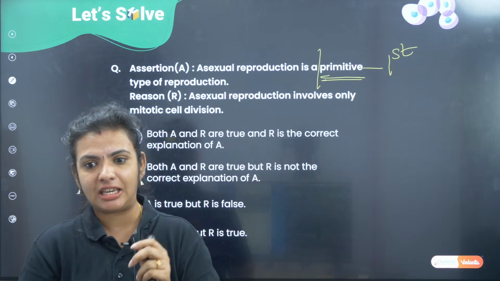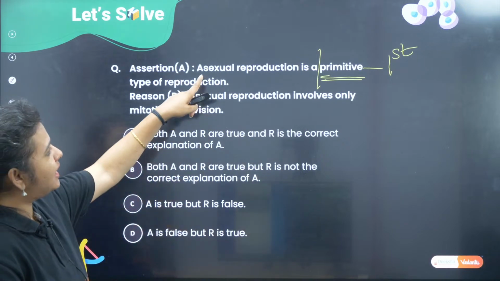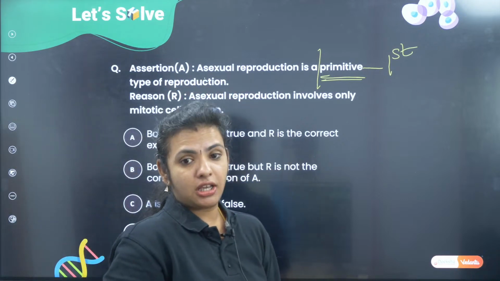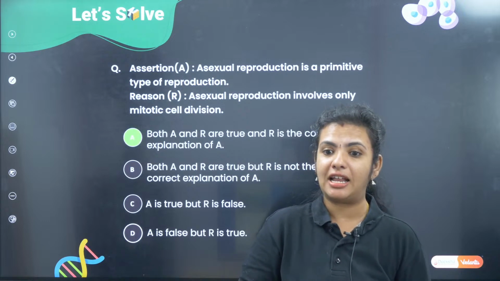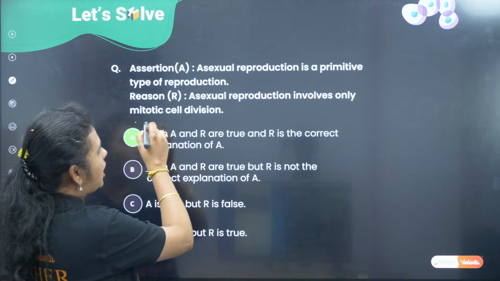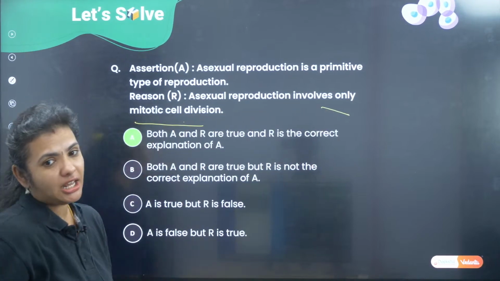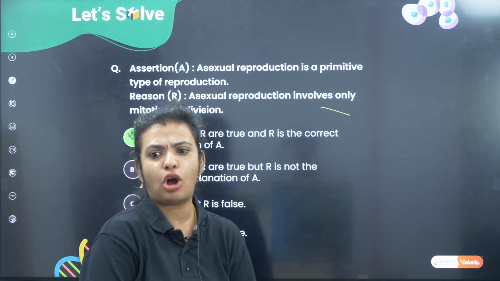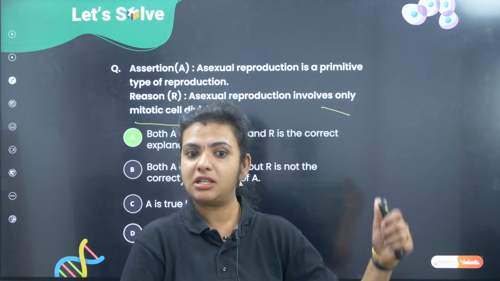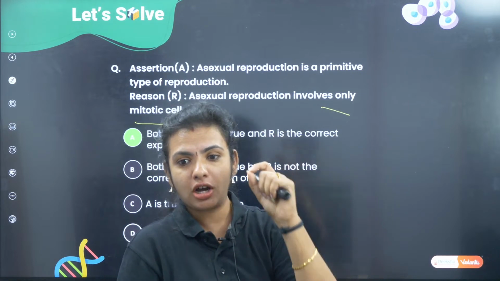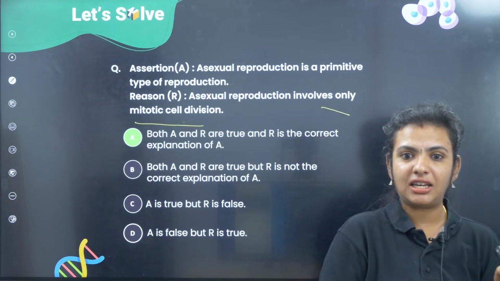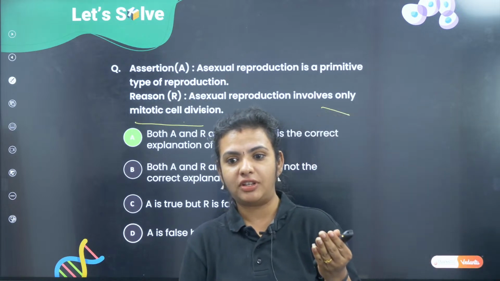Most of you are saying D. Please understand, asexual reproduction is the first to come into the world. It was just the lower organisms. And the reason says asexual reproduction involves only mitotic cell division, equational division. All of you have got it wrong this time. None of you have given the correct answer. The answer is option A. That is, both assertion and reason are correct, and the reason is a correct explanation of the assertion.